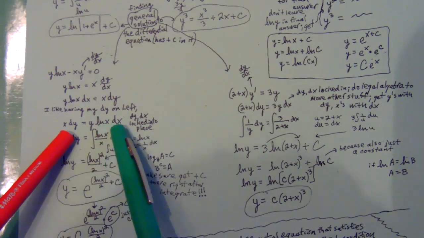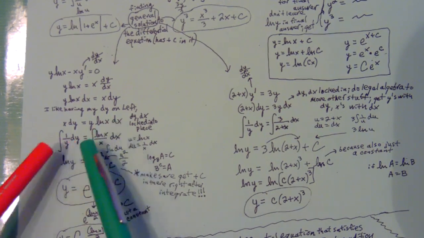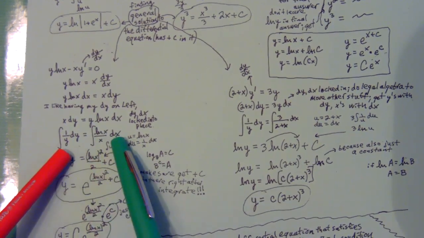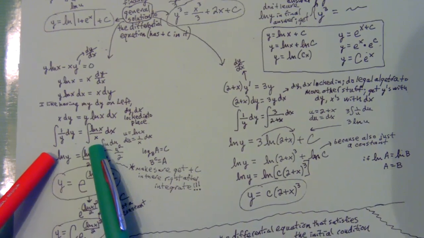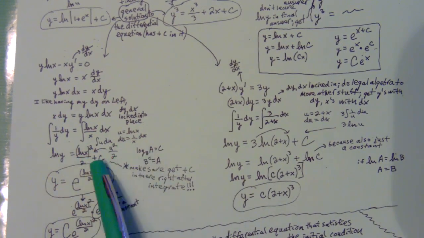So you're going to just do legal algebra, divide both sides by the y, divide both sides by the x, and now I have y's with the dy, x's with that dx. Now we're going to integrate both sides. When you integrate 1 over y, you get the ln of y. This is a simple u du. You see my work right there.